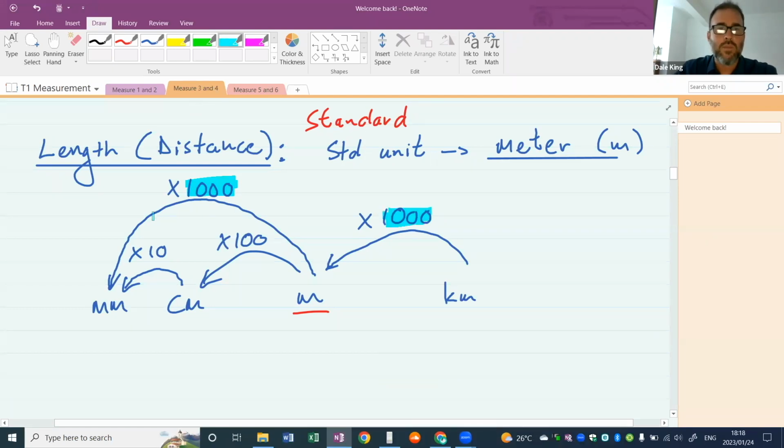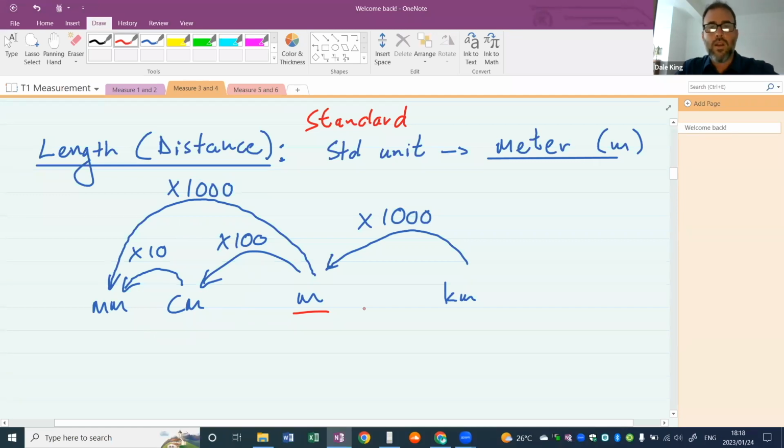So these big jumps here are big jumps of 1,000 every time. From kilometer to meter it's 1,000, and from meter to millimeter it's 1,000. But the distance unit of measurement does have the small little jump, because we also talk about centimeters. So we also have to know how to go from meters to centimeters and centimeters to millimeters, and then the whole big jump of 1,000 as well. If you can remember this diagram, it's real easy to understand.